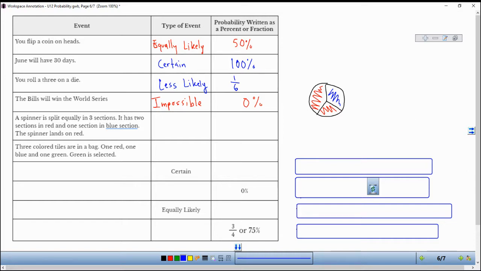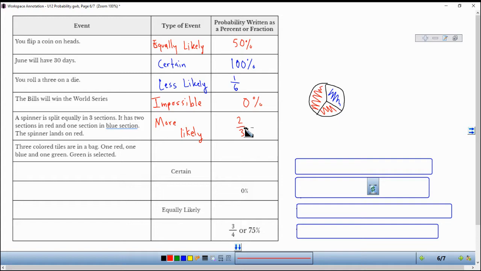The spinner lands on red. Well, if you look here, it's more likely to land on red than blue. So it's not certain to land on red. So I'm going to say more likely because there are 2 chances for the spinner to land on red and only 1 chance for it to land on blue. So as a fraction, because there are 3 possible outcomes, 2 of them would be red. I would say that probability is 2/3.